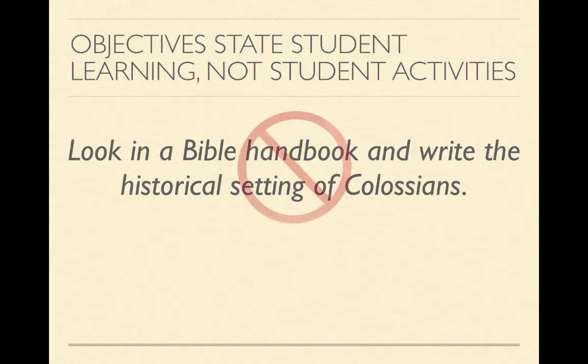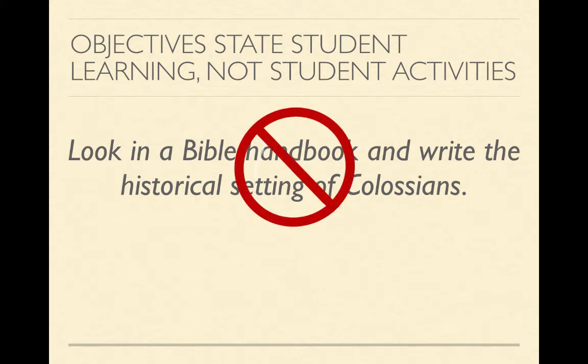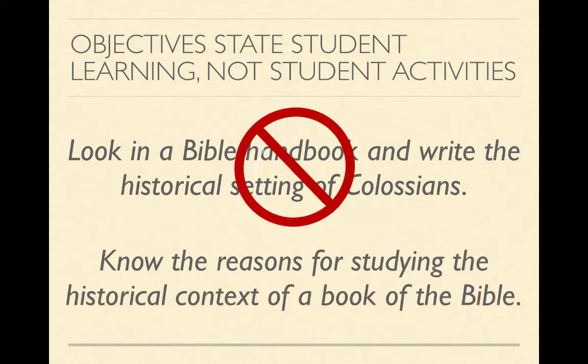So we don't want to be doing this one. This is a student learning activity. Instead, you might say, know the reasons for studying the historical context of a book of the Bible. See, again, this is transferable, it's general, and it's in terms of what the students are going to learn, not the classroom activity they're going to do. Your objectives need to be more like the second one, not like the first one.